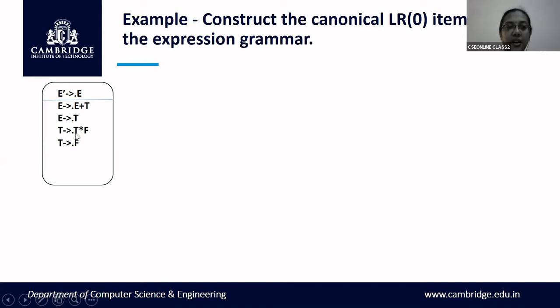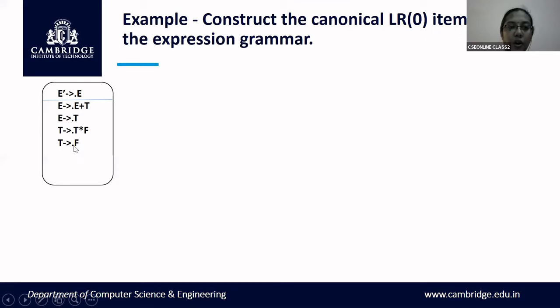T derives dot T star F. Here if you check, the dot is followed by T. What is T? T is a variable. If it is a variable, you have to take the closure of that variable. But in the previous rule itself, you have taken the closure of T. You have already done that. There are no more productions where T is on the LHS. So go to the next production rule. In the next production rule, T derives dot F.